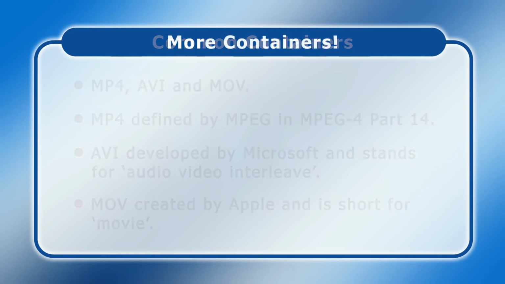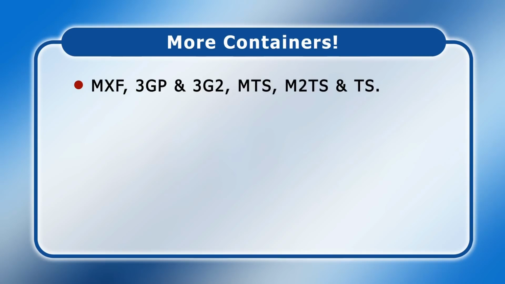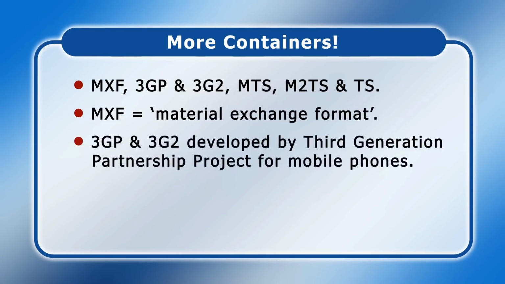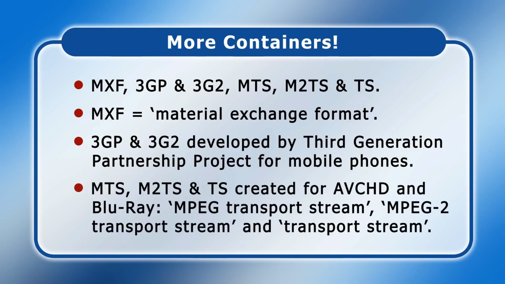More niche containers include MXF, 3GP, and 3G2, as well as MTS, M2TS, and TS. MXF stands for Material Exchange Format and is a container used in professional video production and distribution. Meanwhile, 3GP and 3G2 are containers developed by the Third Generation Partnership Project for use on mobile phones. Finally, MTS, M2TS, and TS were created for the AVC HD video format and Blu-ray discs and stand for MPEG Transport Stream, MPEG-2 Transport Stream, and Transport Stream, respectively.